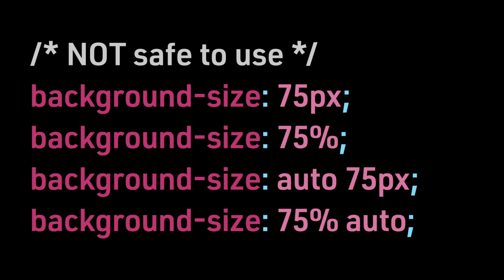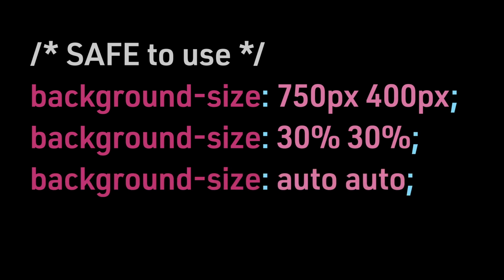So to be clear, it is not safe to use background-size: 75px; background-size: 75%; background-size: auto 75px; background-size: 75% auto. In the first two examples, we are specifying only the width and not the height. And in the second two examples, we are using auto as a single component.